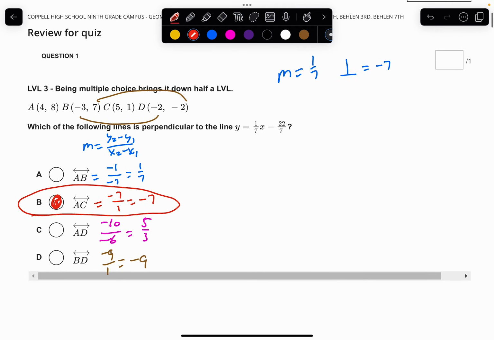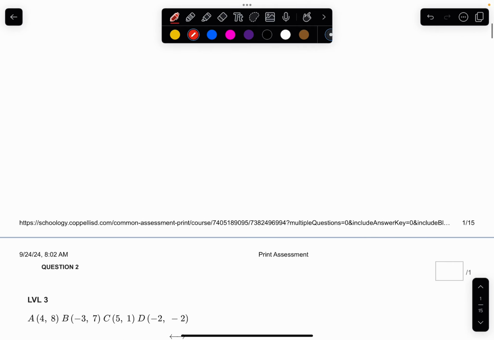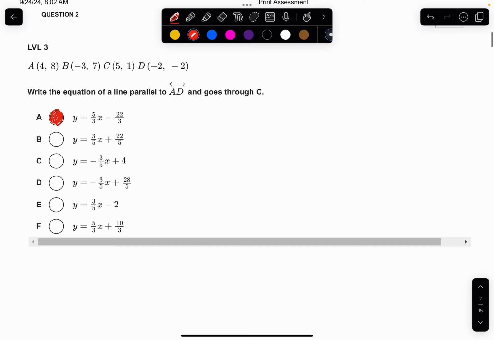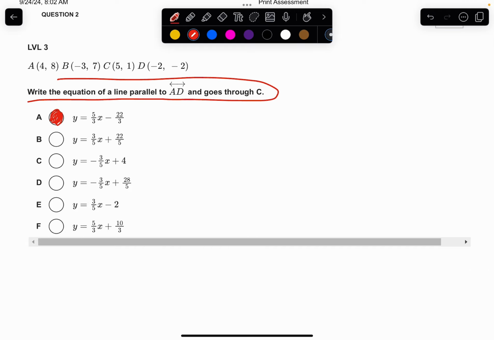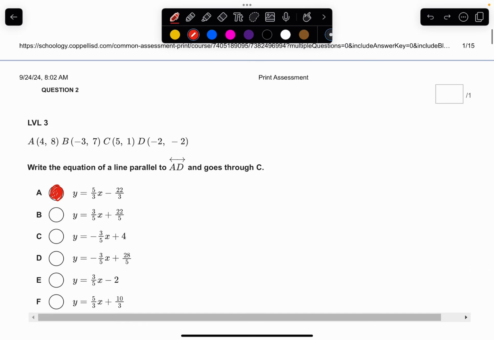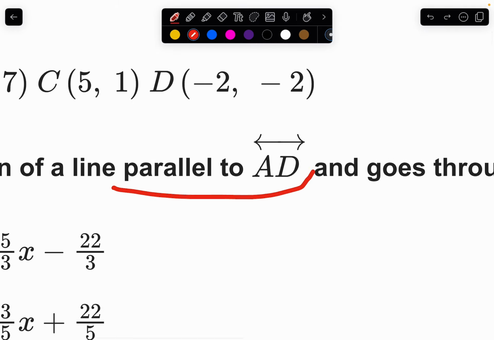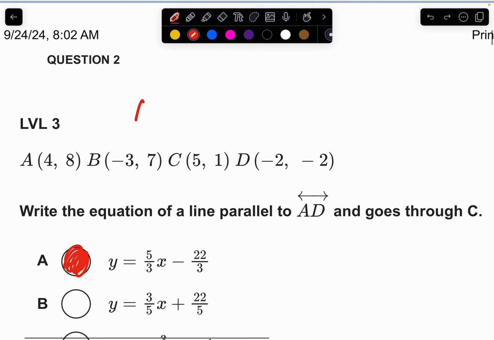So we can know if lines are parallel just from their slopes. But this next question actually wants us to write the equation of a line. So let's go through that process. Remember that for the equation of a line, we want y equals mx plus b. We need m, x, and y, and if we have those three, we can solve for b. So this is the key to getting the slope. It has to be parallel to AD, so I'm going to get the slope of AD over here.